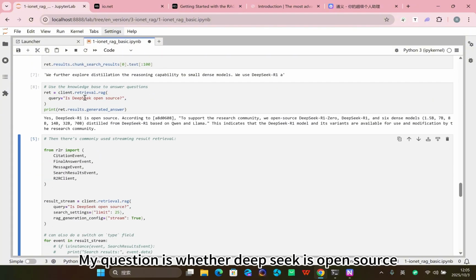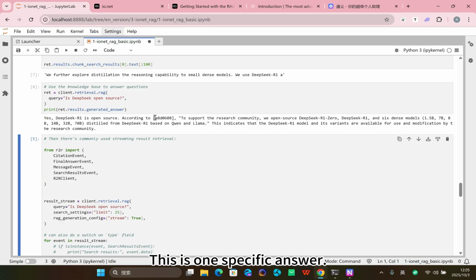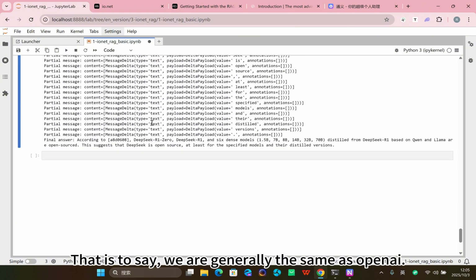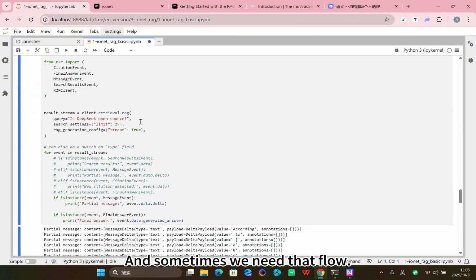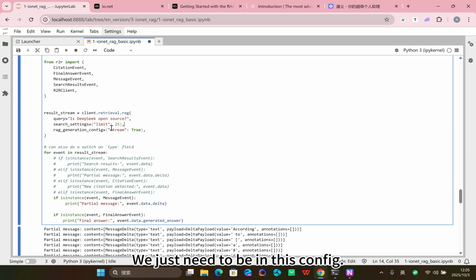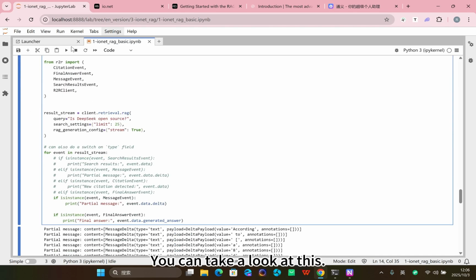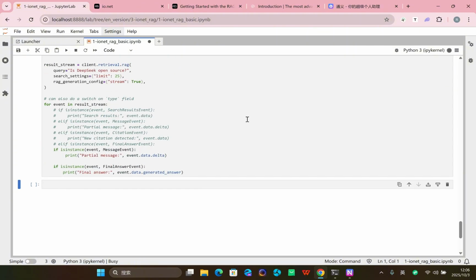It tells you the answer to my question, whether DeepSeek is open source. It says it's open source. This is one specific answer, with some quote snippets. We are generally the same as OpenAI, and sometimes we need streaming. We just need to write stream true in this config. In fact, it returns the answers the same way as our search.